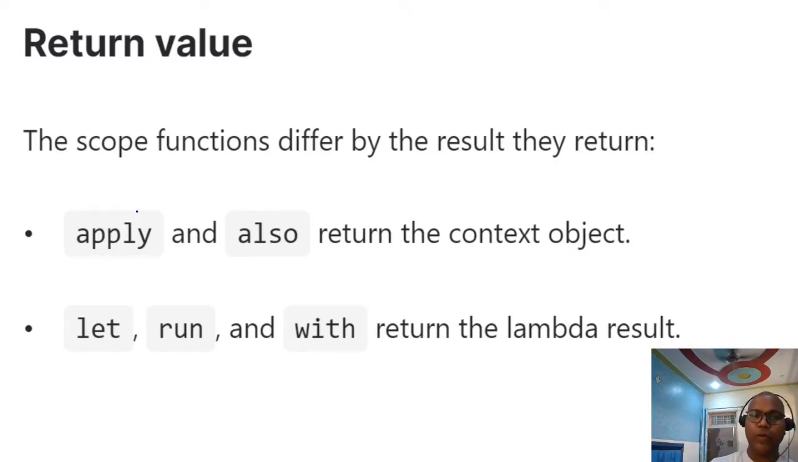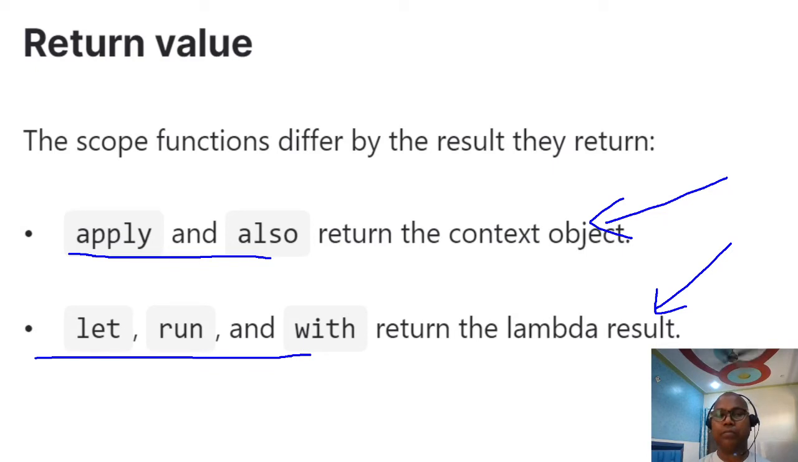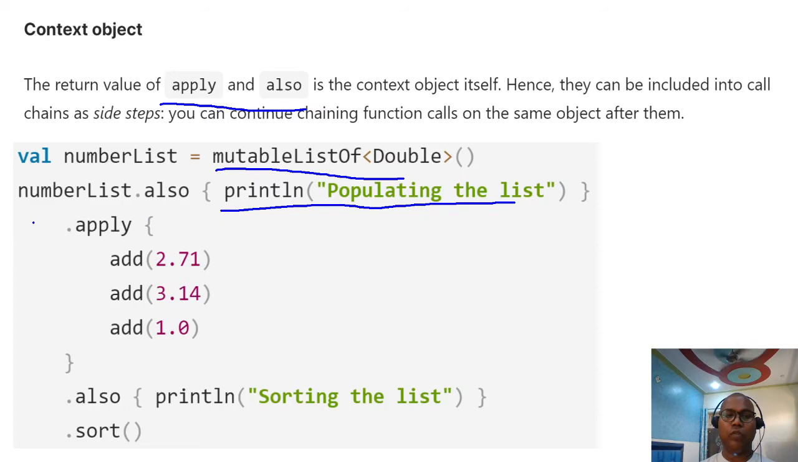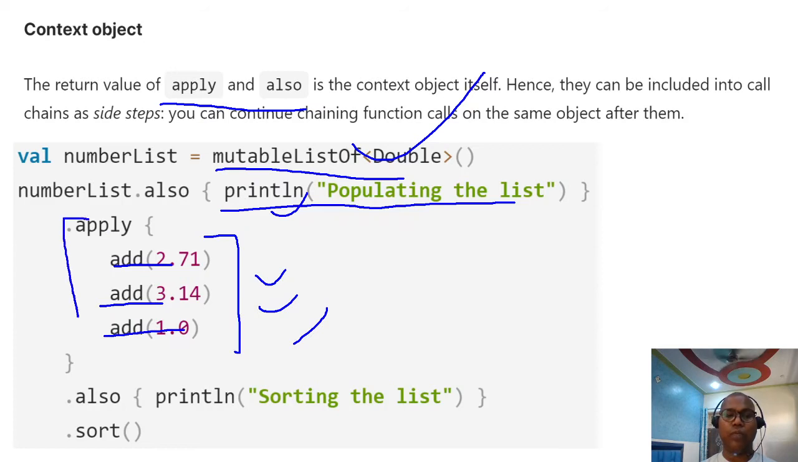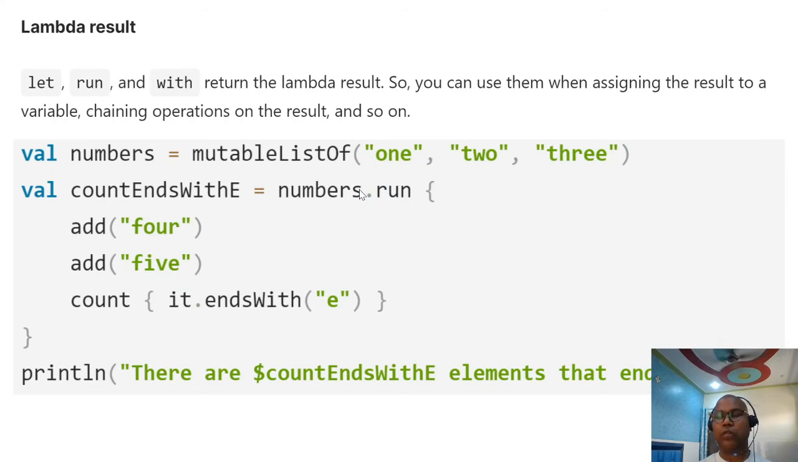If you talk about the return type, we already discussed that apply and also return the actual context object, and let and run return your lambda result, whatever inside your lambda you will return. What does the context object look like? In these two functions, they return a context object. So this is your context object, and here also whatever number of statements you want to do, like some println, or you want to apply something here. Actually, this is a list, and a list has an add method. You can access your list methods, and you can also apply another scope function, sorting, and whatever function is available on that object you can access. So these are very shorthand ways to execute a set of lines of code on a particular object.